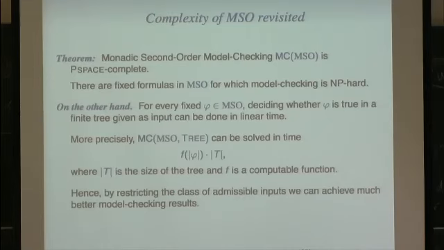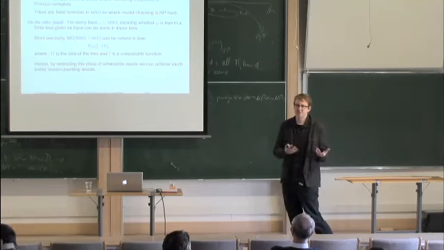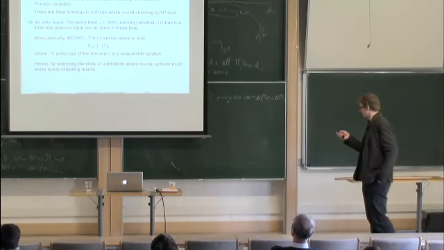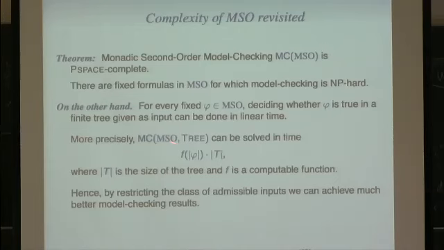But despite this high complexity, it is also known, and this follows from classical work by Büchi, Doner, Thatcher and Wright and various people in the 60s and 70s, that for every fixed MSO formula, deciding whether it's true in a given finite tree can be done in linear time. You translate the formula to an automaton, and then that runs on the tree, and this is a linear time procedure. So in other words, the model checking problem for MSO on trees can be solved in time f of phi, where f is any rather bad function, but then only linear in the size of the tree. And hence, by restricting the class of admissible inputs, we can achieve much better running times.